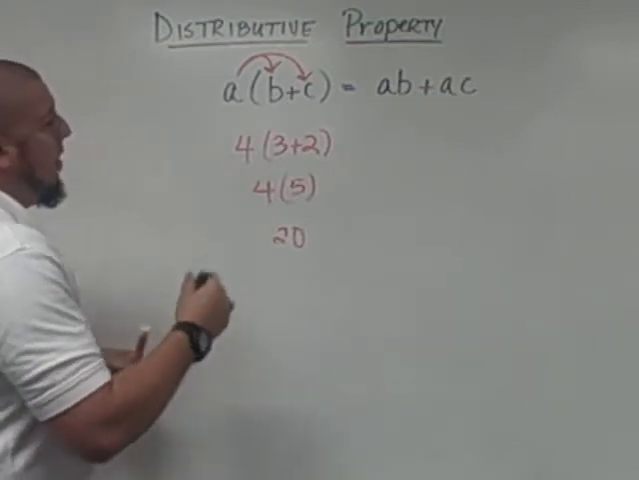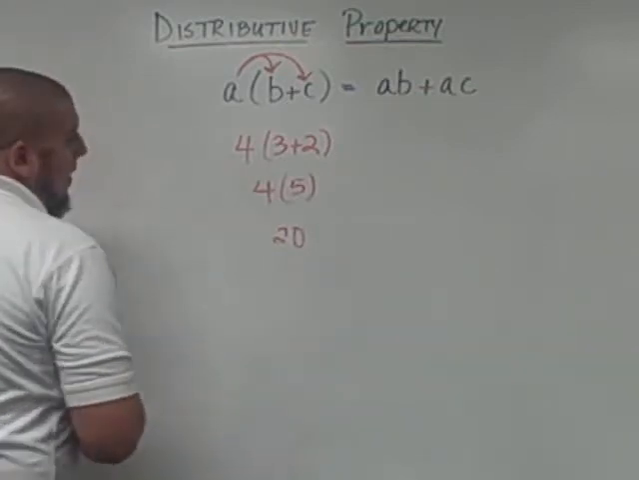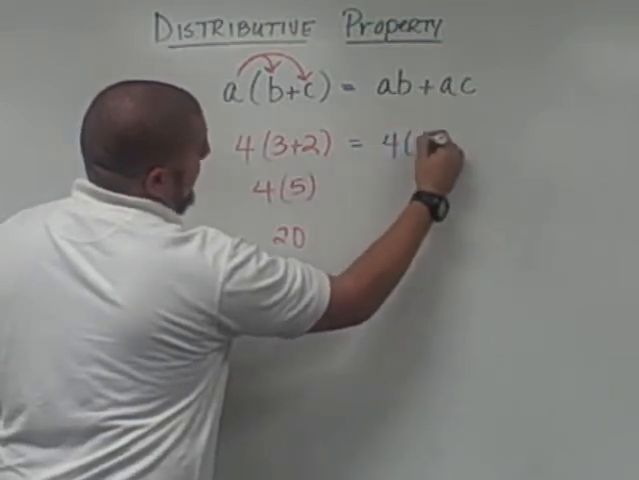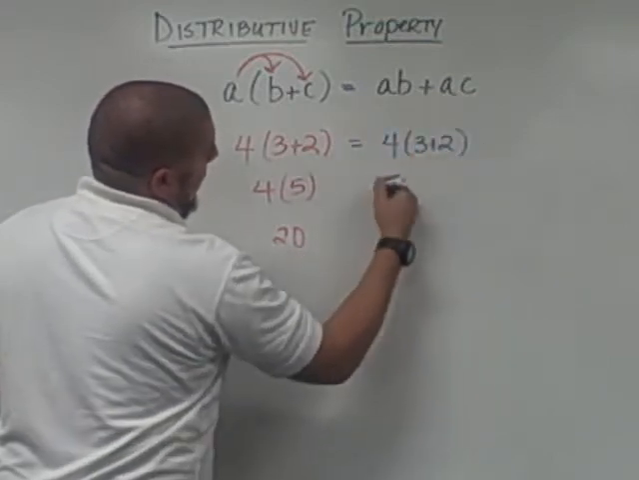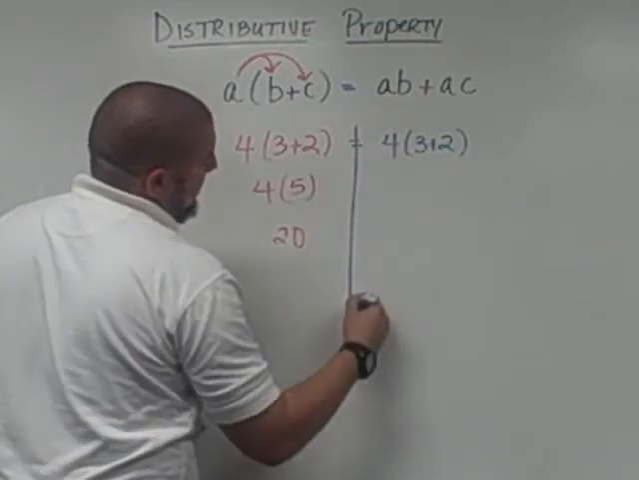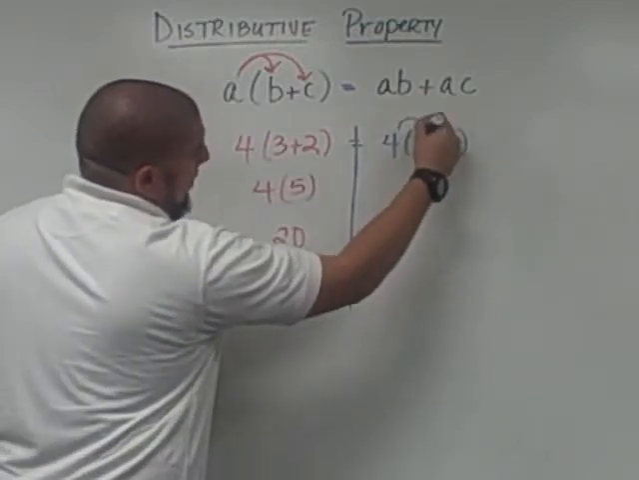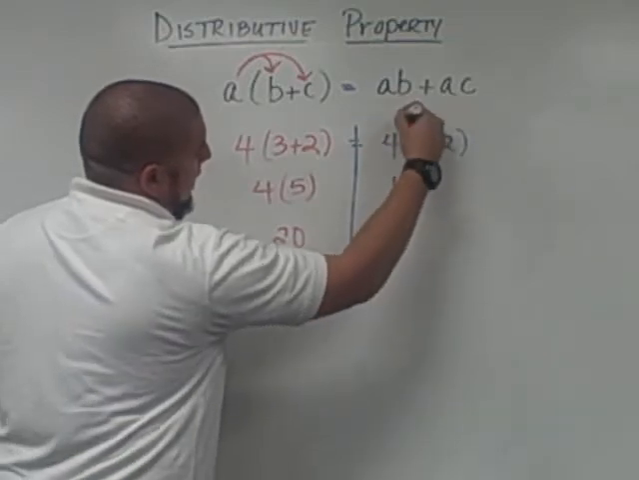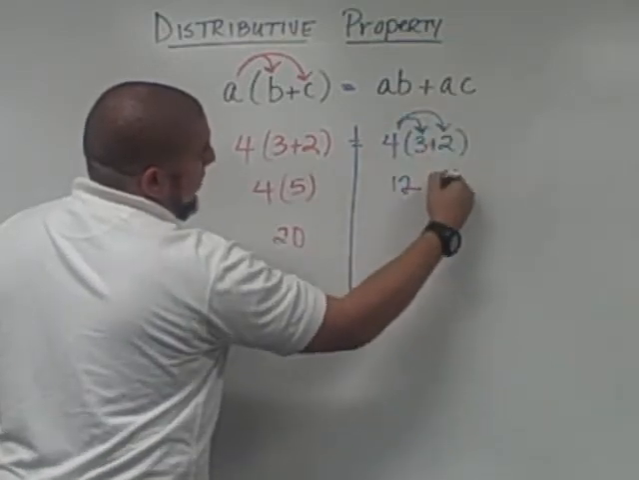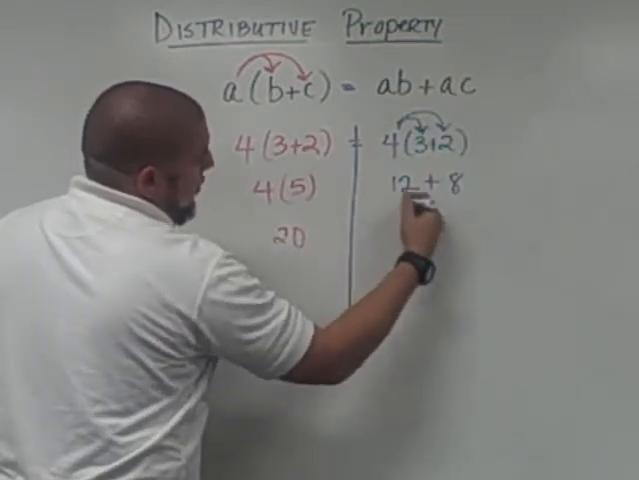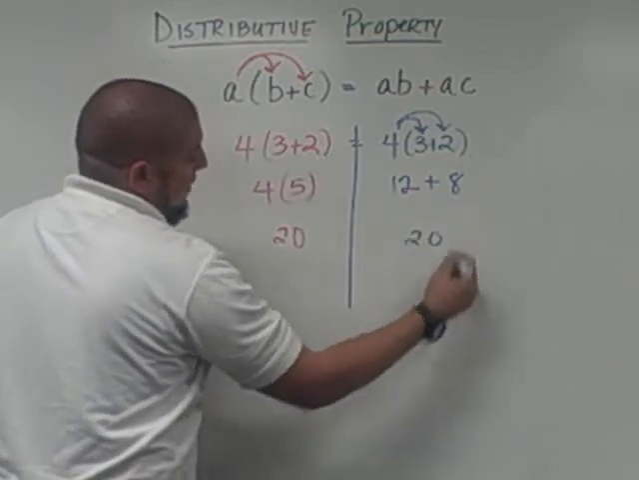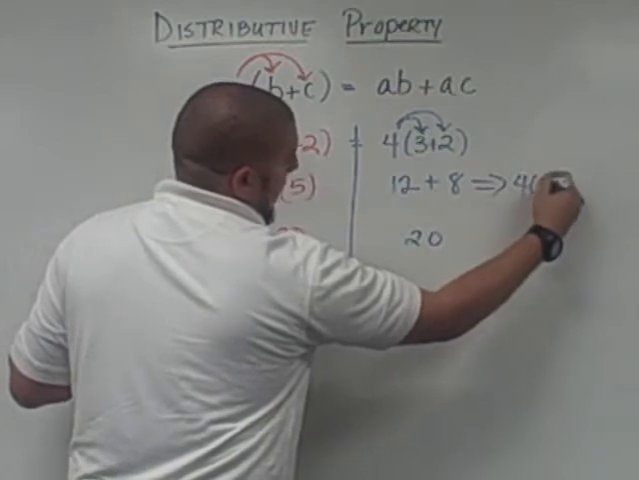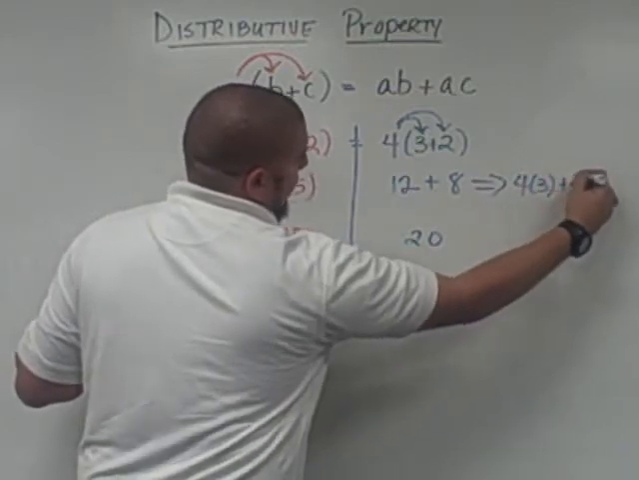But if we use our distributive property, we have 4 times (3 plus 2). Over here, you would have 4 times 3, which would be 12, and 4 times 2, which would be 8, and 12 plus 8 is 20. And again, this is the same thing as 4 times 3 plus 4 times 2.